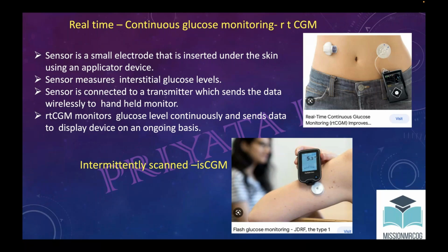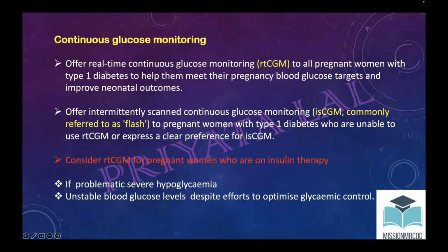This same thing I have already told. What the guideline says: offer RTCGM to all pregnant women with type 1 diabetes, as that will help to meet pregnancy blood glucose targets and improve neonatal outcome. This is the recommendation by NICE. Apart from this, offer intermittently scanned glucose monitoring to pregnant women with type 1 diabetes who are unable to use RTCGM, or don't want to use it. If the patient says no, I don't want continuous monitoring, then they will offer ISCGM or the flash method. So these are two types of monitoring method. For us as obstetricians, this much is enough.